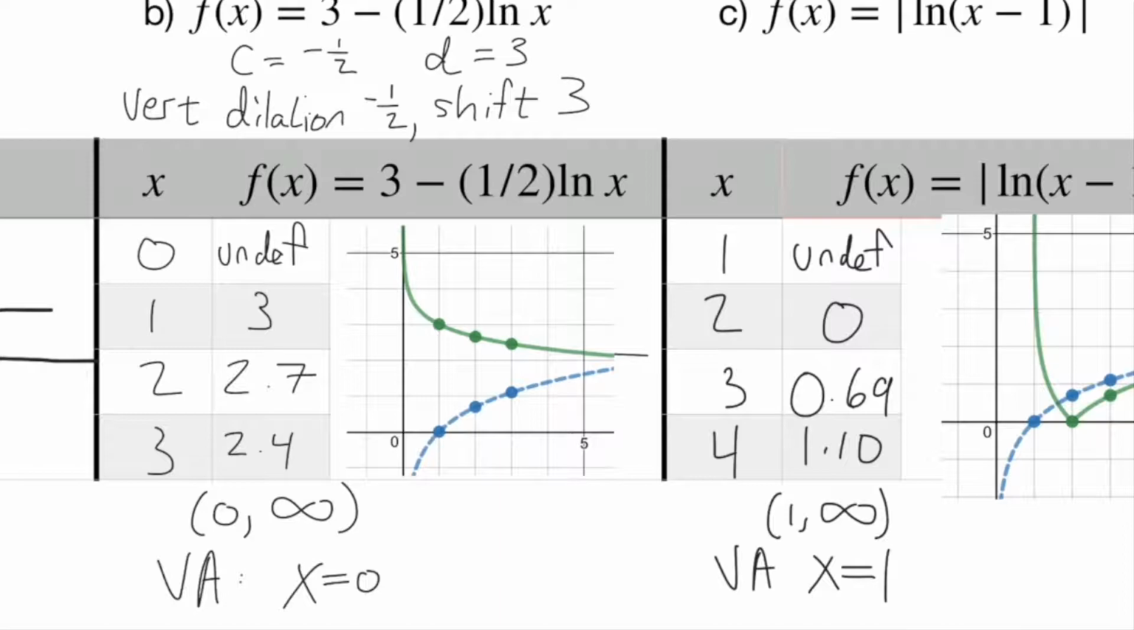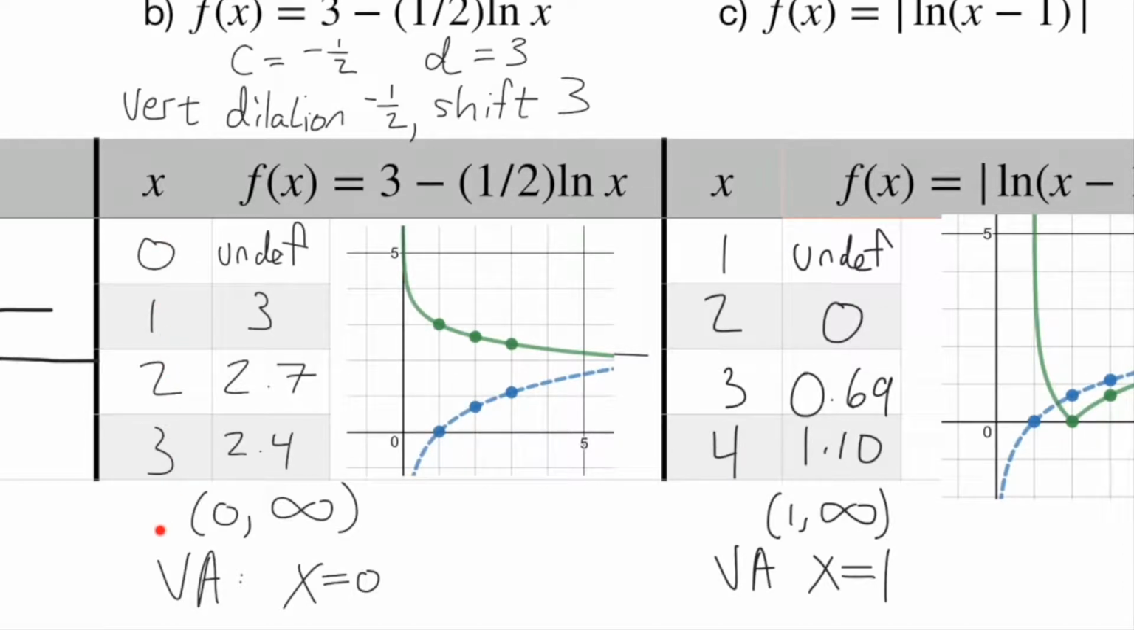Here, f of x is equal to 3 minus 1/2 of natural log of x. We've got a c value of -1/2 and a d value of 3. That means it's going to be a vertical dilation by a factor of -2. Here's the original. It gets flipped over because the negative 1/2 is negative, and it's going to shrink a little bit because it's negative 1/2. Then, of course, we're going to have a vertical shift of 3 from this 3 right here. The d value is 3.